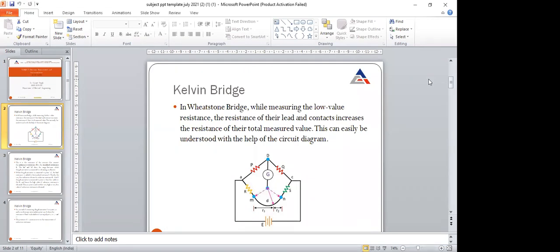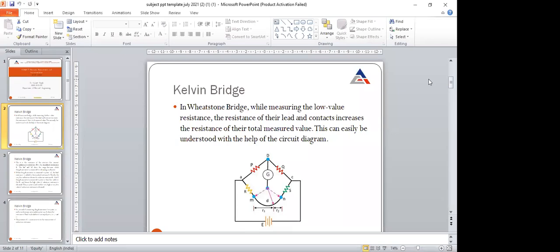Yesterday we covered the introduction of the bridges: what the advantages of the bridges are, what the applications of the bridges are, and then the types of bridges. There are two types of bridges: AC bridge and DC bridge. DC bridge is of two types. One is the Wheatstone bridge that we discussed yesterday, and today we will discuss the Kelvin bridge.